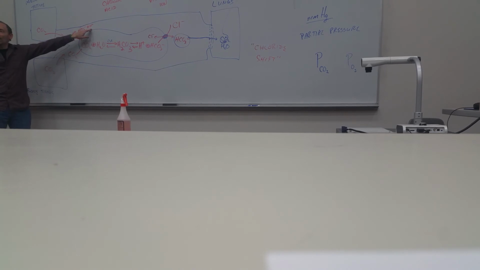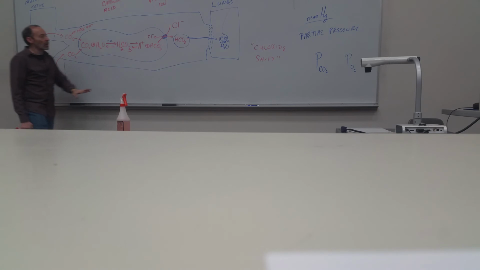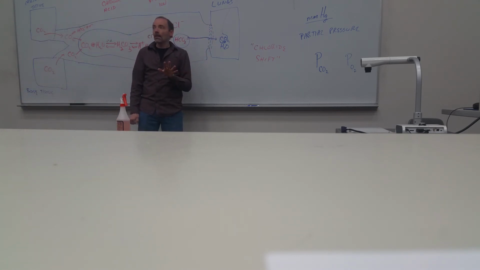pH is going to change. Is it up or down? It's going to go down, right? More acidic, right? So, do you expect the pH of this area right next to the active tissue to be higher or lower than the pH of the plasma right next to the lungs? This is going to be lower.